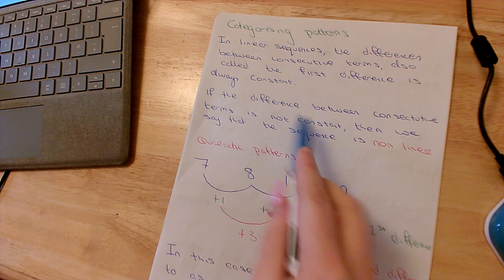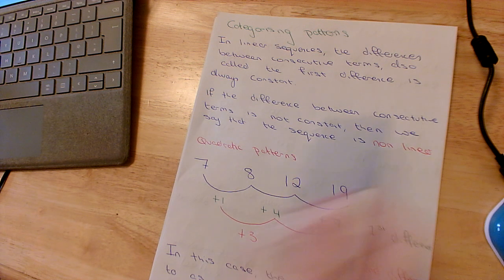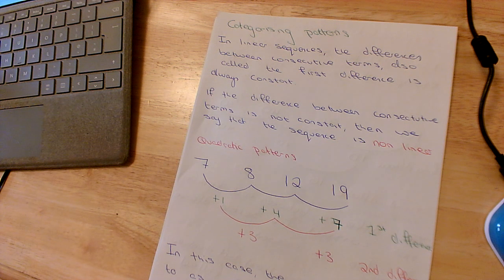If the difference between consecutive numbers, so numbers that follow each other, is not constant, then we say the sequence is non-linear. So a linear pattern, if we were to draw that, would look like a straight line. Now we're going to deal with two other types of patterns. We could have a quadratic or an exponential. So, a quadratic pattern here.